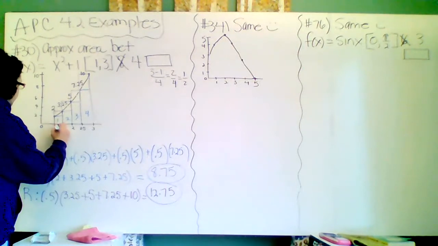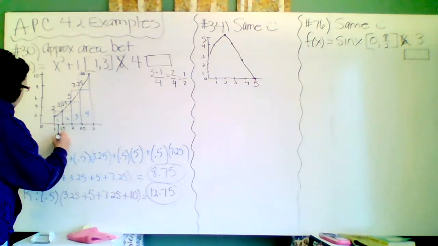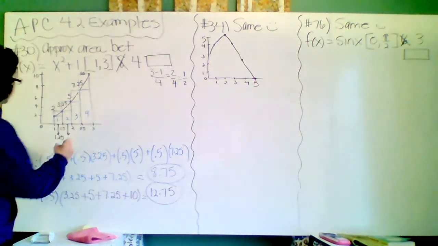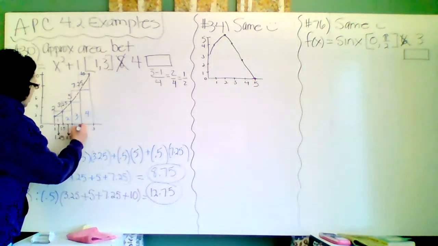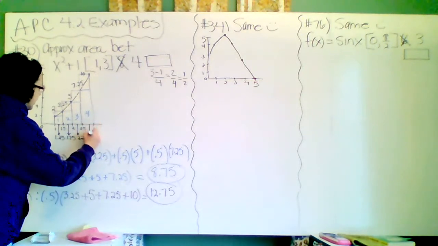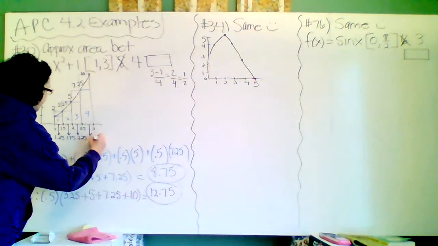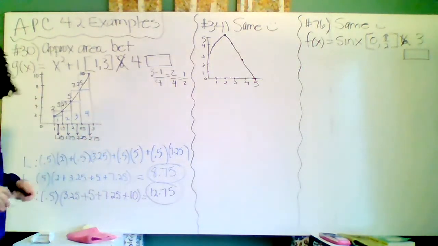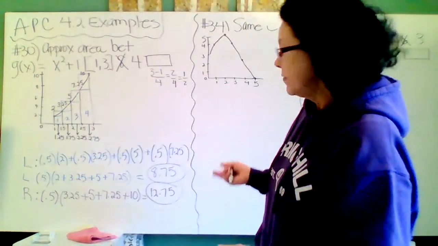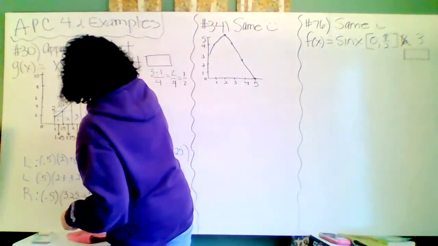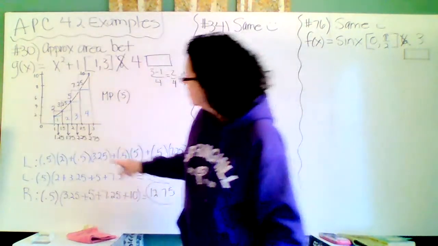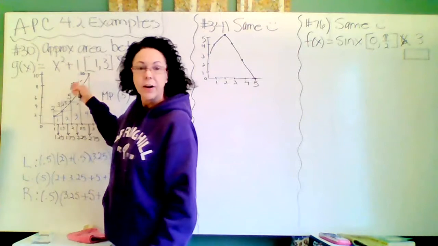The middle of this rectangle, that x value is 1.25. The middle x of this rectangle is 1.75. The middle x here, 2.25. And the middle x here, 2.75. Okay, so notice the lengths of the bases of the rectangles do not change. They are still 0.5, right? So when I do the midpoint Riemann sum, that base is still 0.5. It's just that I'm using this middle x to get the height, okay?